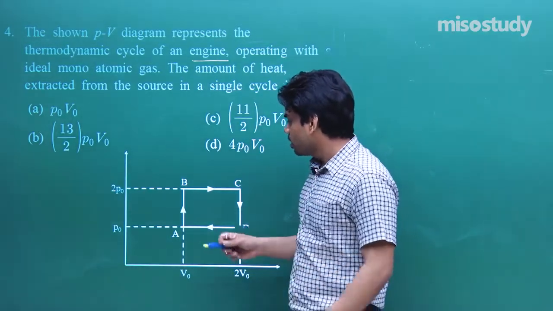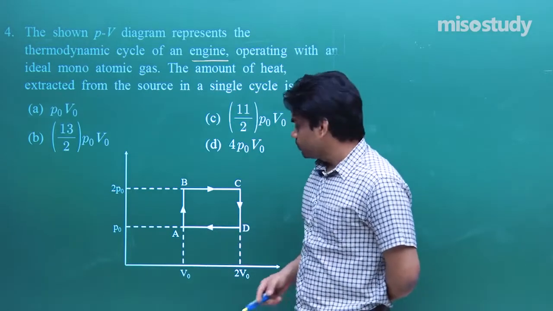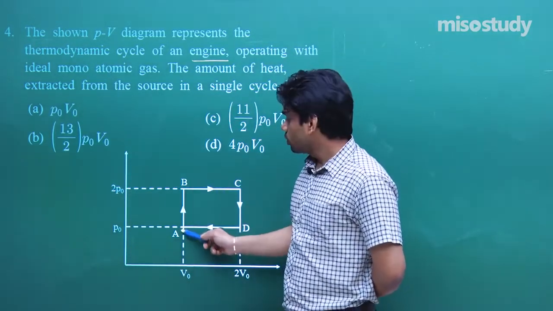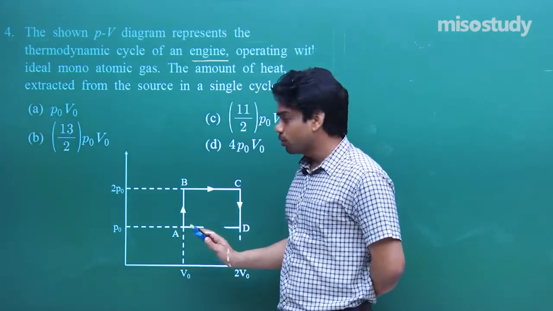Now see what's happening. From A to B if you go, the volume is constant. The pressure is changing. Volume is constant, that means no work is done.